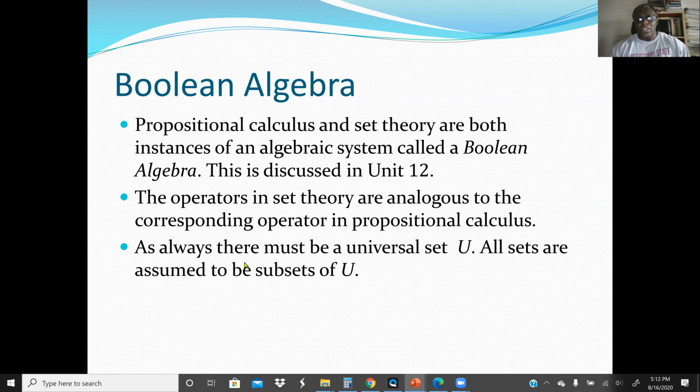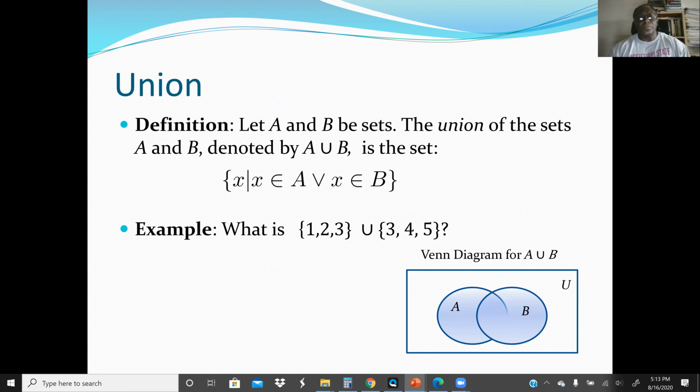As always, there must be a universal set. And as we discussed in our previous lectures, a universal set is a set that has all the elements. So, for example, a universal set of English alphabetical letters would be 26, from A to Z. All the letters from A to Z will be a universal set for English alphabetical letters.